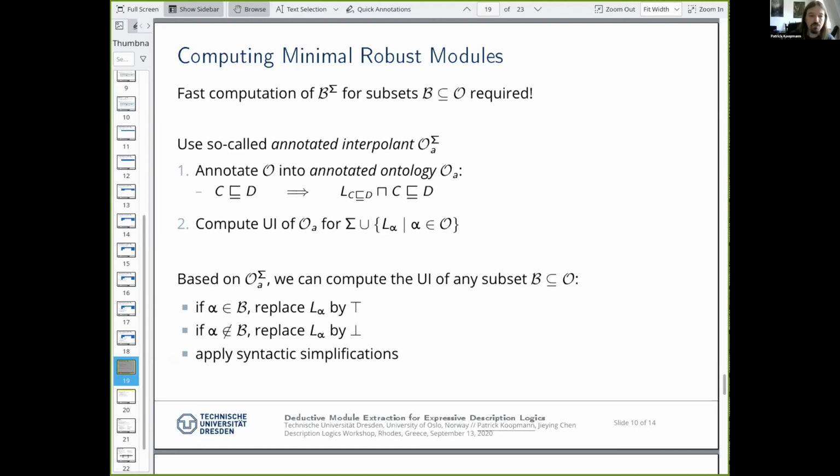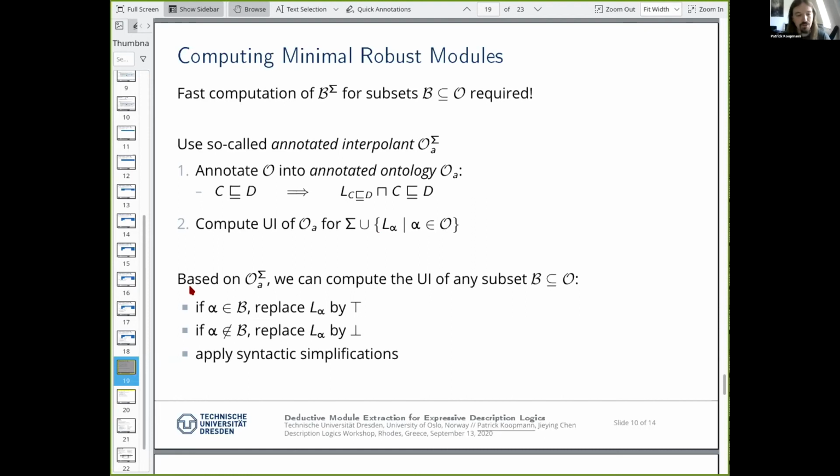Now what we do for each of these axioms, we annotate it by adding a fresh concept name on the left-hand side that uniquely identifies this axiom. And now we compute a uniform interpolant for the signature sigma we're interested in, extended with those new concept names, L alpha, for each axiom in O.